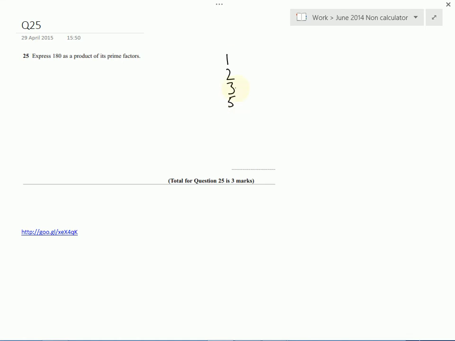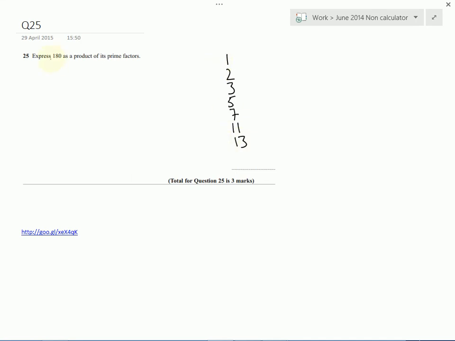6 isn't a prime number because 3's and 2's go into it, but 7 is because only 7 and 1 go into 7. 8's not because 4 and 2 go into 8. 9's not because 3 goes into it. 10's not because 5's and 2's go into it. 11's a prime number. 12's not because 6 and 2 is 12. But 13 is another prime number, and it keeps on going. You get lots of them close together at the beginning, but then they get further and further apart.